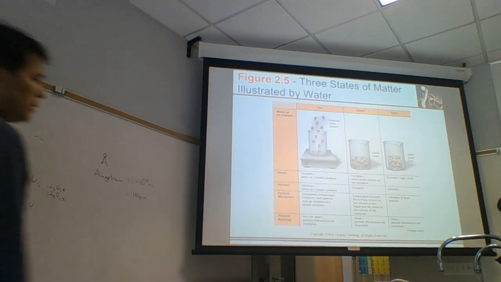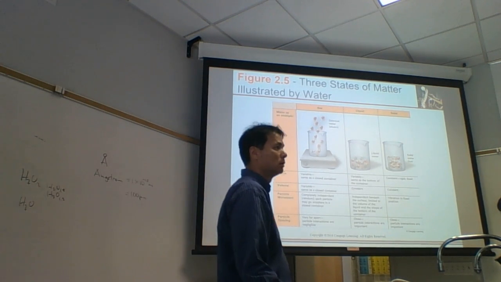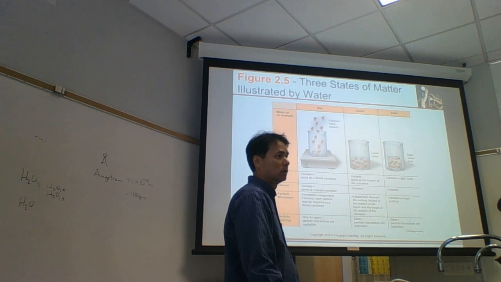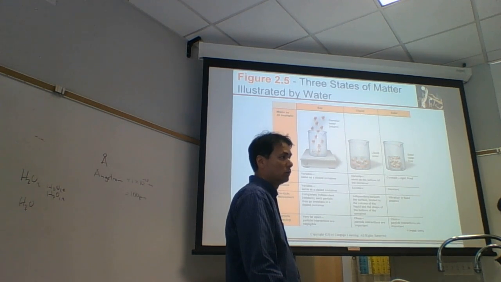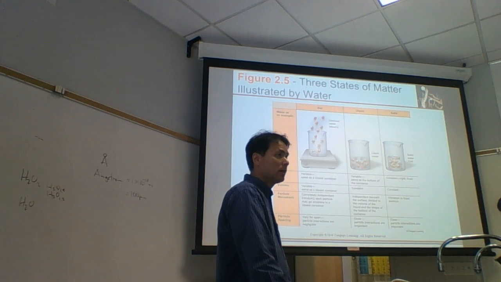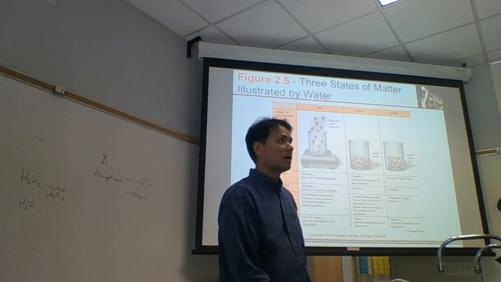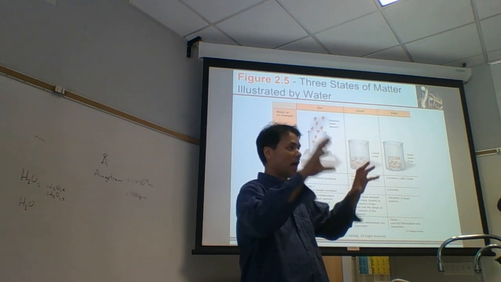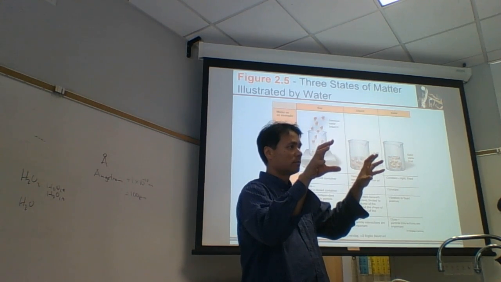So do you know how many types of motion there are? There are 3 main types of motion. When we're thinking about movement, there are 3 main types of movement. One type of movement is vibrations. You know, the atoms can vibrate like this.